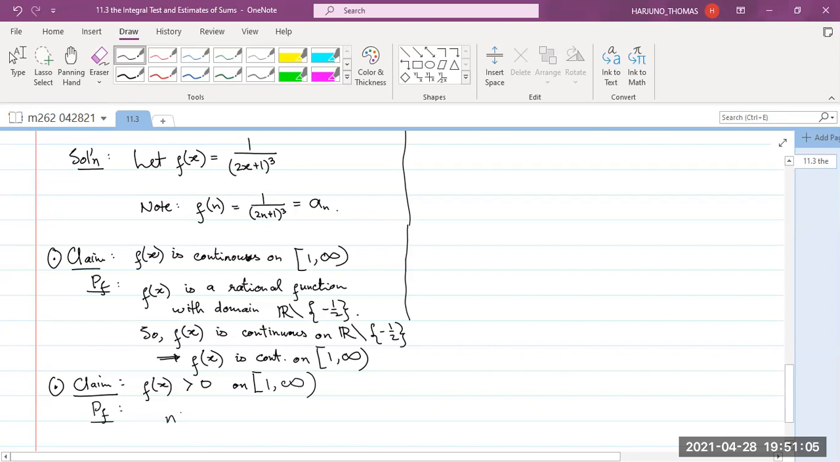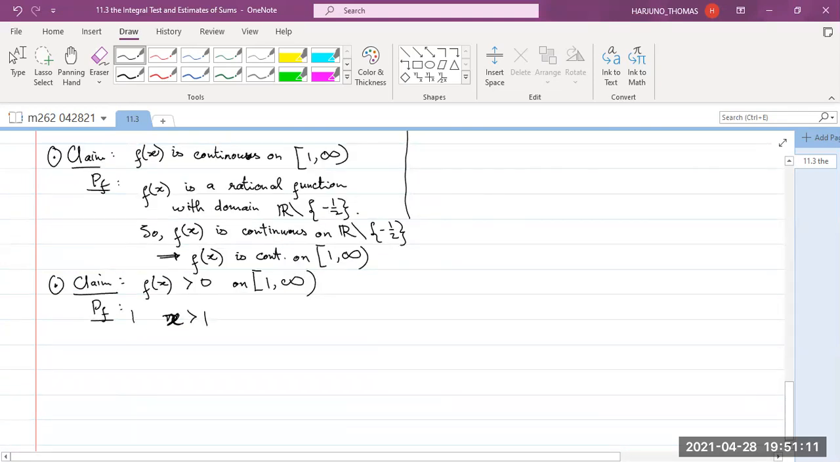N starts from, for x greater than 1, for x greater than 1, then 2x plus 1 will be greater than or equal to 3, which is greater than 1, which is greater than 0, right? Strictly greater than 0. So 1 over (2x plus 1) cubed, therefore, must be greater than 0. Once an expression is positive, then the reciprocal is positive. Right? So f(x) is positive on, maybe I use an equal sign here, [1, infinity).